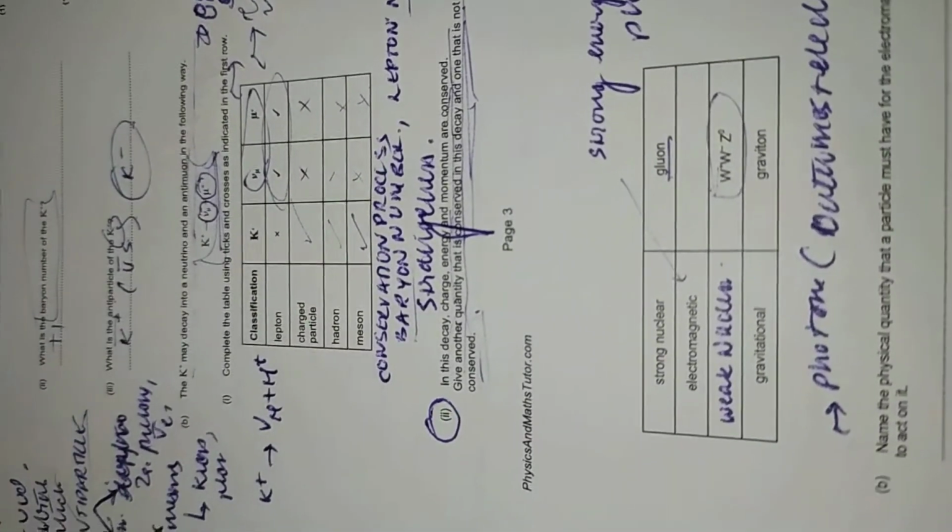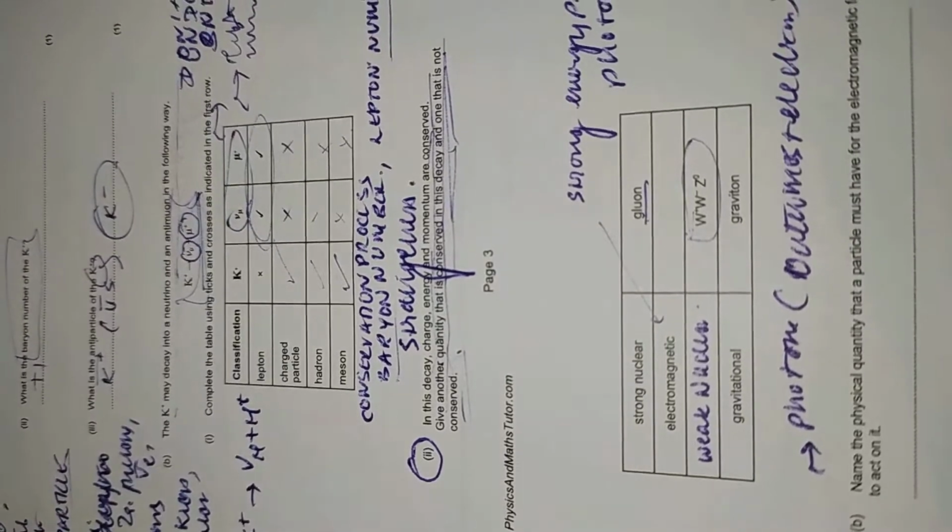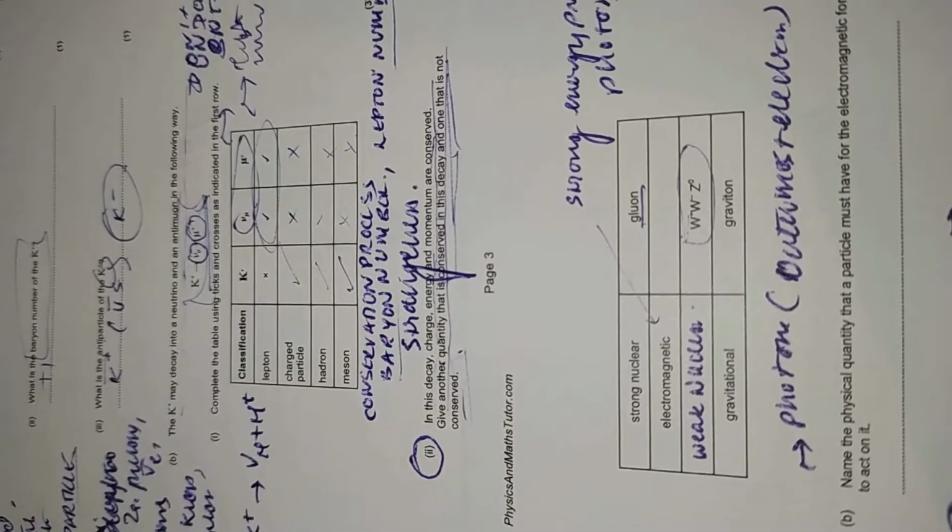Now, we move on to the second question, which states that in this decay, charge, energy, and momentum are conserved. Give another quantity that is conserved in this decay and one that is not observed. Basically, the one conserved is the baryon number or the lepton number. However, the one which is not conserved is strangeness, or you can say the kinetic energy.